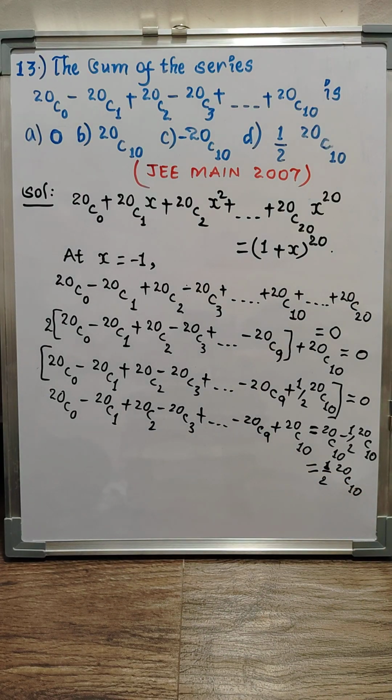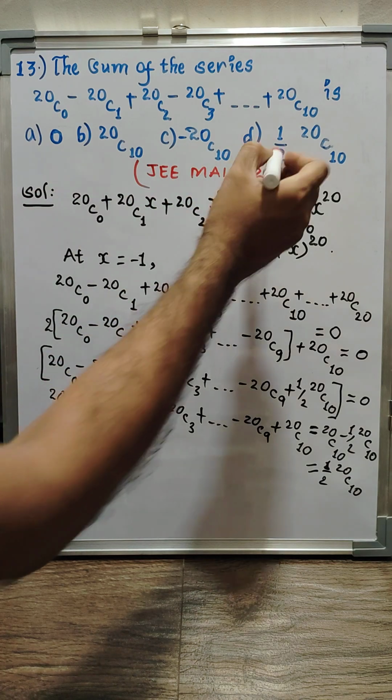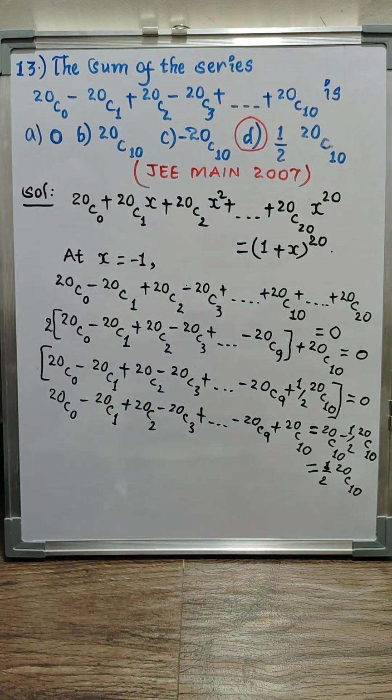So our option is option D. Fourth option is the right option.